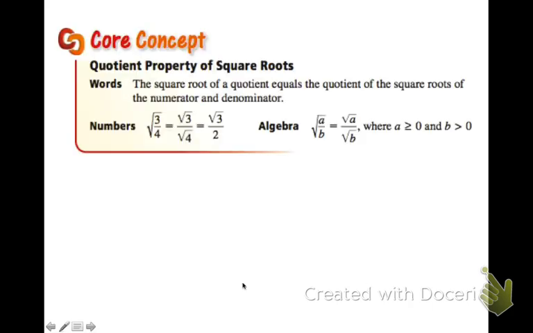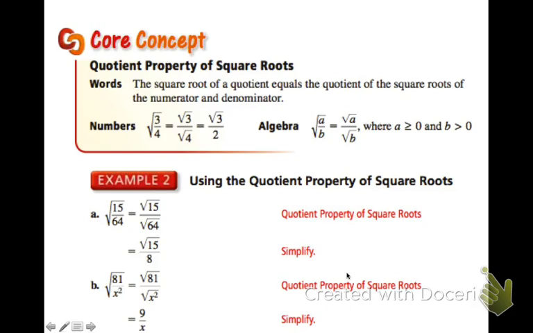Okay, the next core concept we'll talk about is the quotient property. In this case, we know that the square root of 3/4 is equal to the square root of 3 over the square root of 4. So in our example, we start where the denominator is a perfect square so that we can absolutely simplify that.